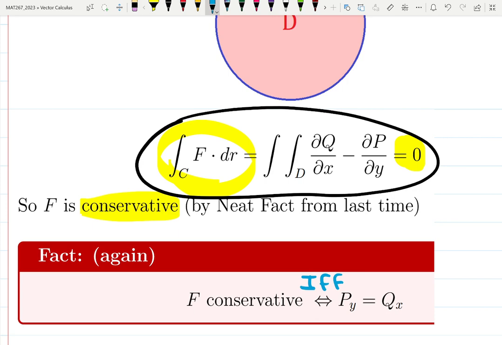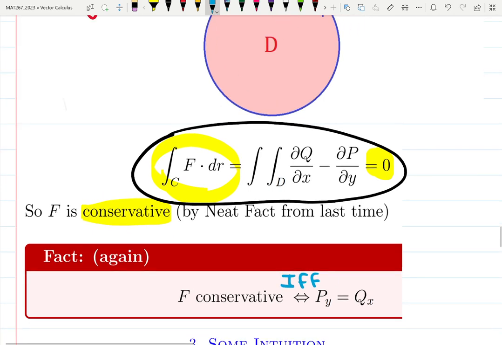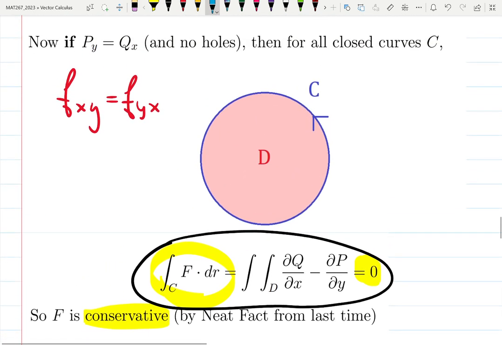Yes? Sorry, can you go to the thing above the picture? Here. And no holes. Surprisingly, donuts do not work. If there's a donut, everything gets messed up. Topological properties get messed up with any holes. 1 hole or 2 holes do not work anymore.